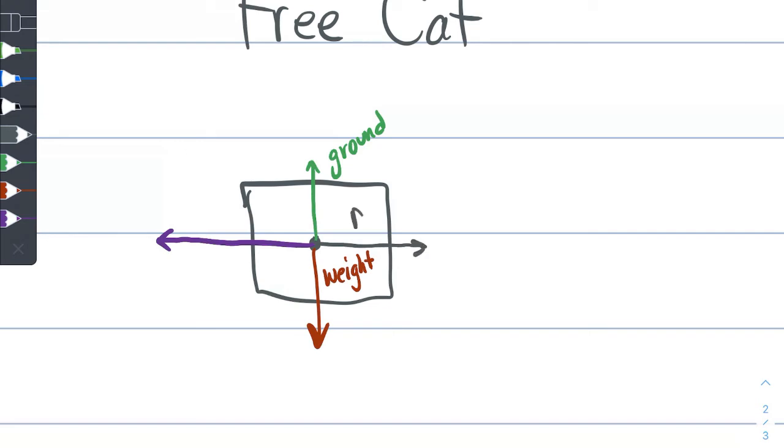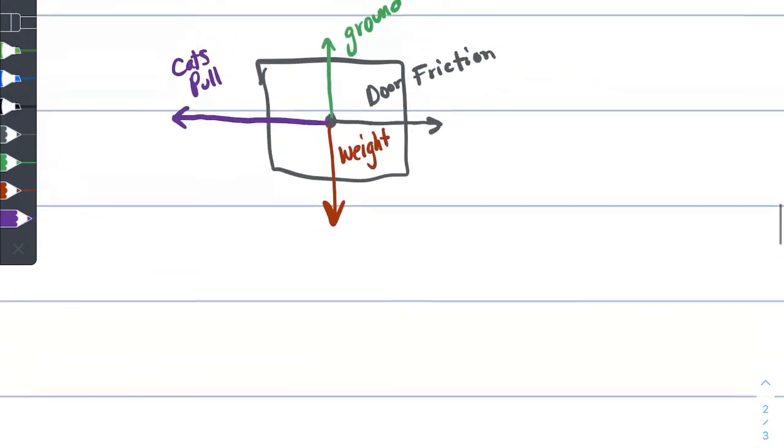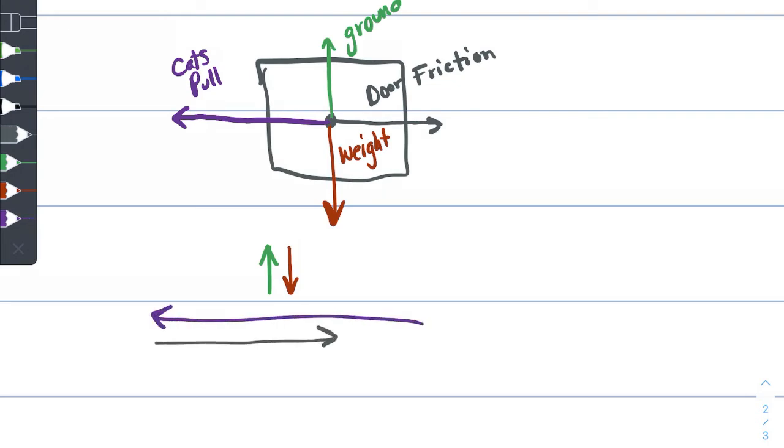So let's label these the door friction, and the forward arrow was the cat's pull. So now if we put these arrows next to each other, the ground was pushing up, the cat's weight was pushing down equally, so there was no motion in the up and down direction. But when we look at how hard that cat was pulling, it had a lot of pull, and it finally overcame the friction of the door.